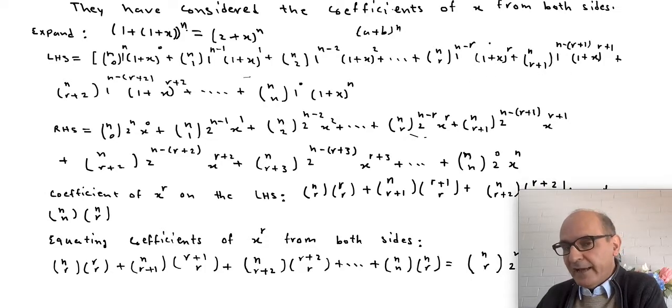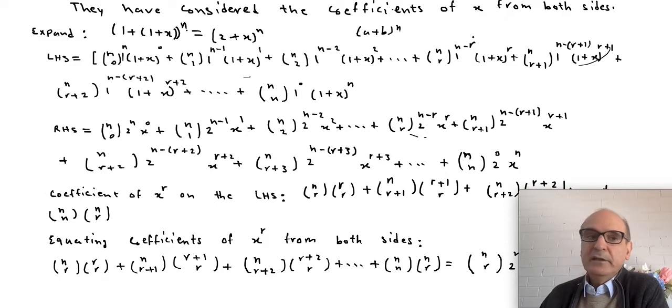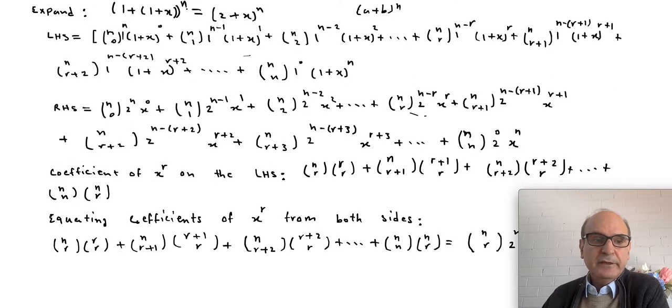But all the terms after that are going to have x to the power of r in them. So for example, in this one, the second last term, when you expand this bracket, is going to have x to the power of r in there. And here, the third last term is going to have x to the power of r. Okay, now that is for the left hand side.